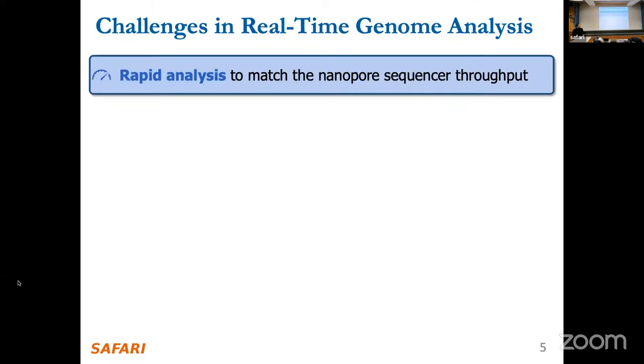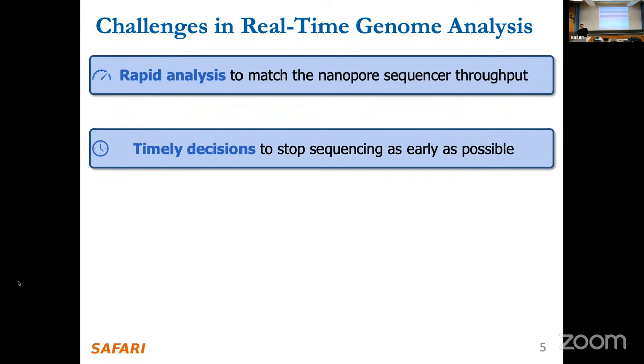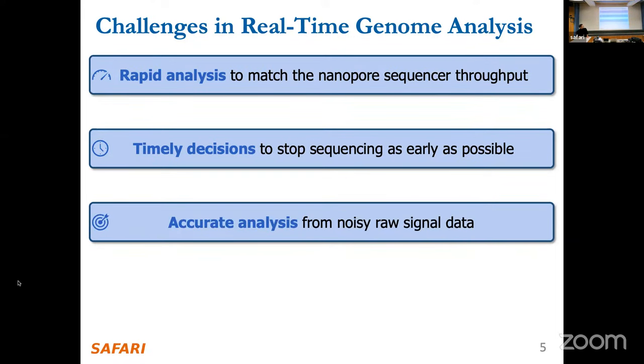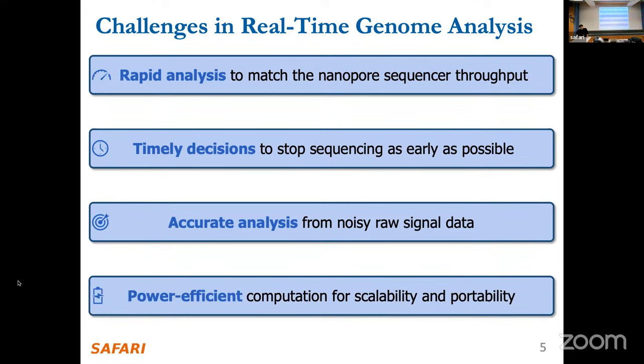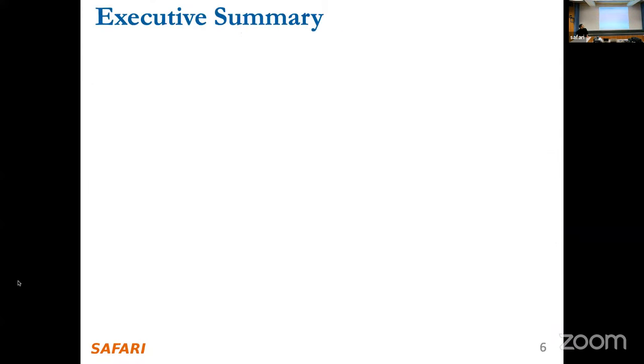And there are also certain challenges for real-time genome analysis. First, we need to match the throughput of the nanopore device to enable real-time analysis. Second, we need to make timely, quick decisions, because we don't want to unnecessarily sequence the DNA. We want to stop the sequencing of DNA as soon as possible. The third challenge is that we want to make accurate analysis, because we analyze these raw signals, which are usually noisy, but we still want our analysis to be accurate. And we also want to make all this computation power efficient because we can use these sequencers with mobile devices, which have limited computational resources and battery.